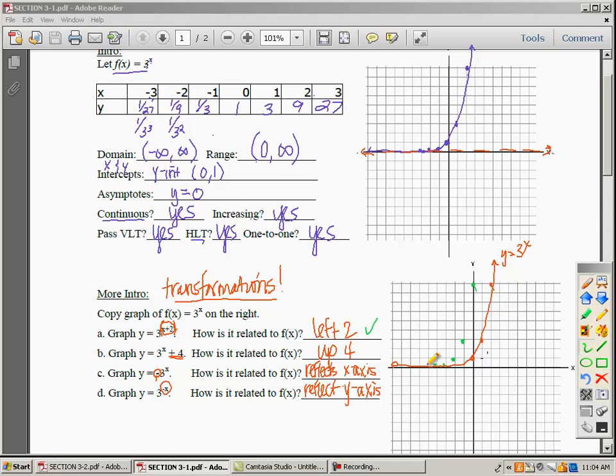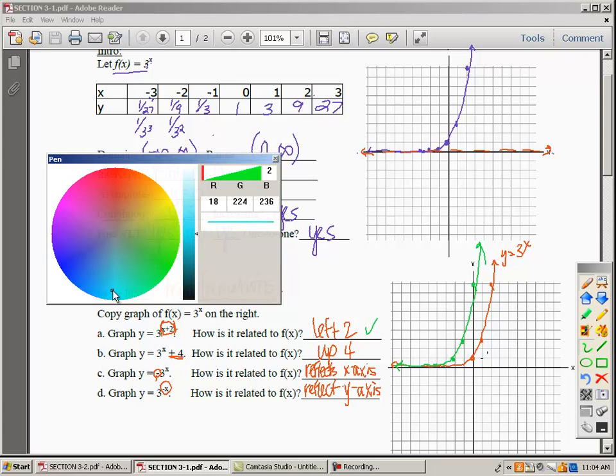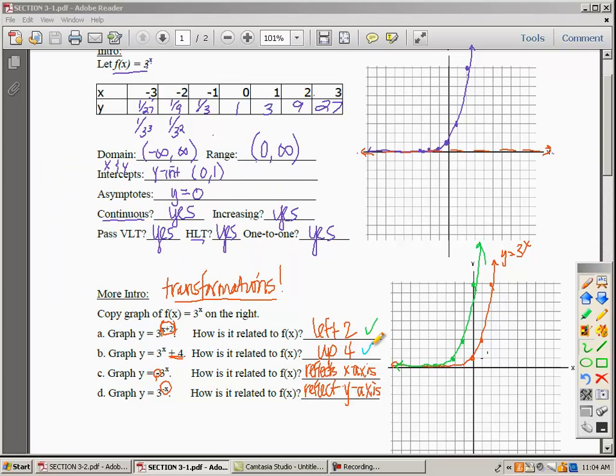And basically you'll end up seeing this gets really little. This is my left 2 graph. And you'll notice I didn't again use my graphing calculator. Let me change another color. I'm going to do my up 4 in blue. So I take this point here and I'm going to go up 4. Take this point and go up 4.